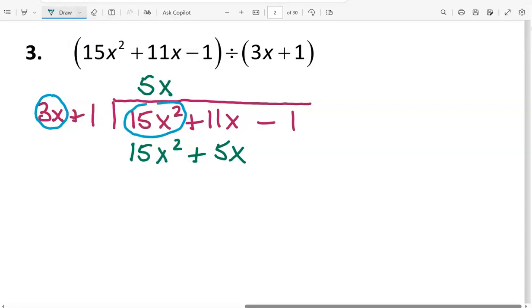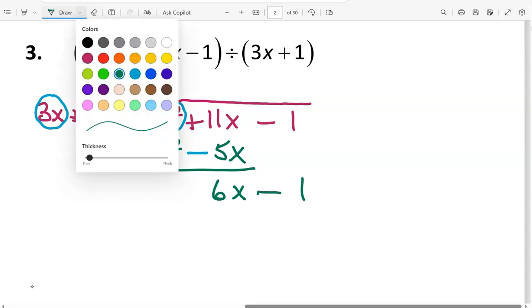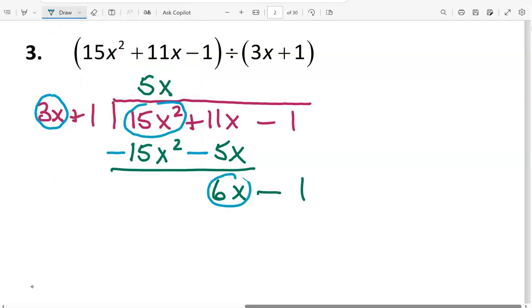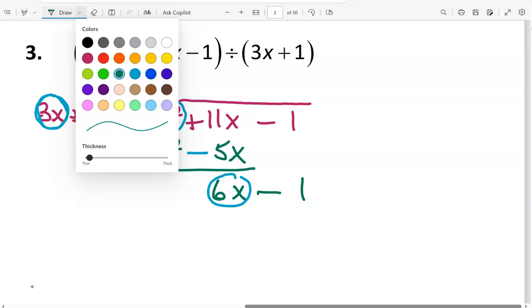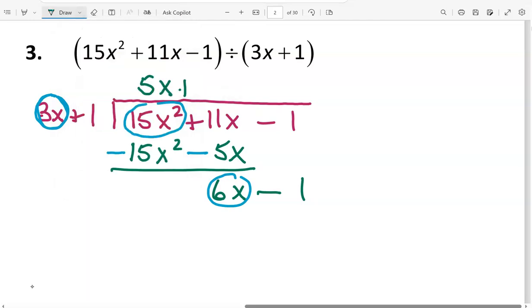However, I need to go back and change the signs. So I'm going to change this to negative, and I'm going to change this one to negative. And then I'm going to add. 15x squared plus negative 15x squared is 0, 11x plus negative 5x is 6x. Now I'm going to bring down the 1, and let's take a look at leading term divided by leading term. 6x divided by 3x is 2, so plus 2 would be the next term of the quotient.